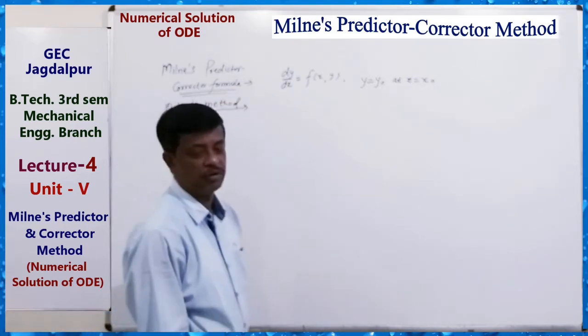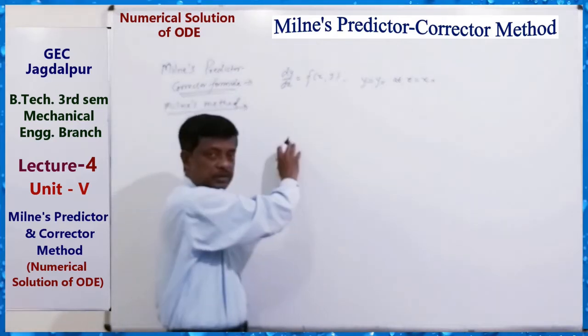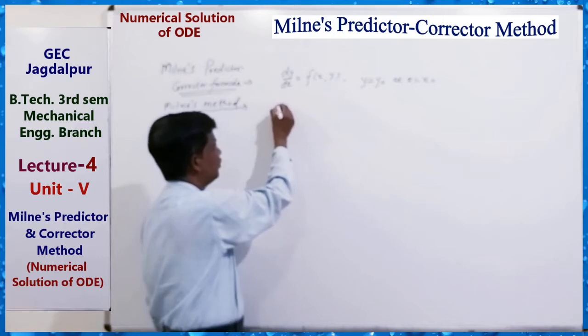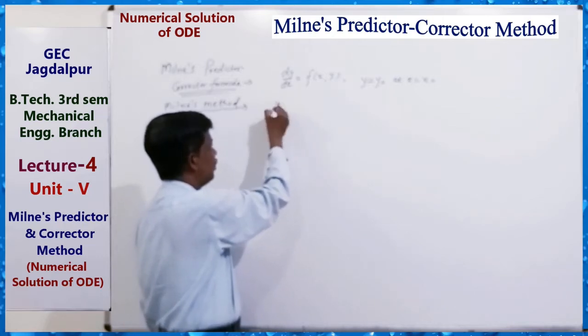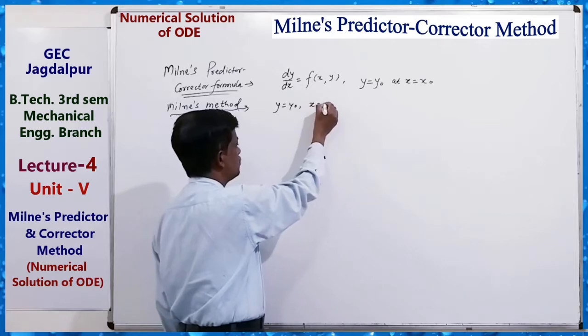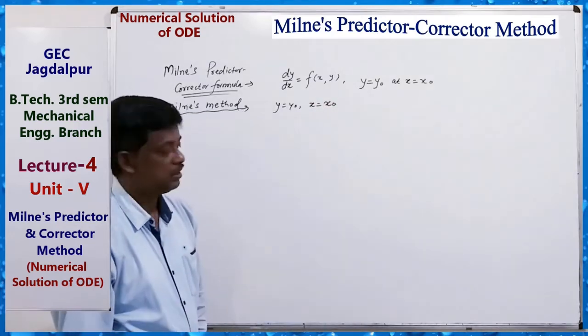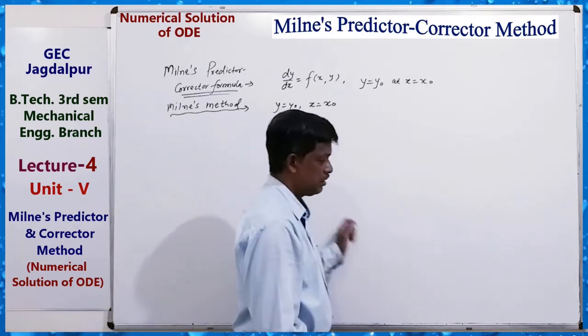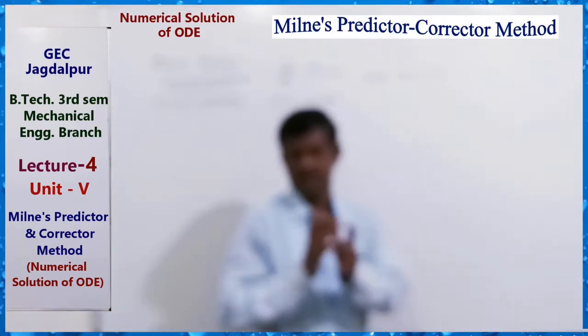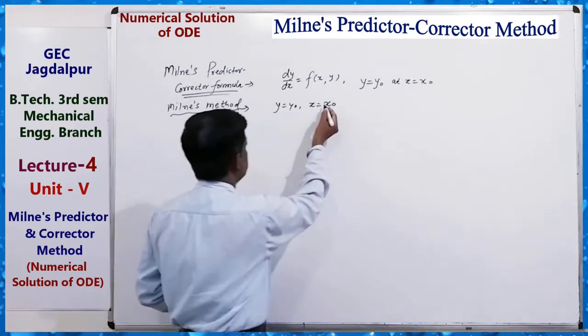Formula. What will be the formula? Okay. Here we are given this first point, clear? y equals y0 and x equals x0. This is the first point, clear? We have to find the next values. Suppose we are taking a step h. Then the first value is this.